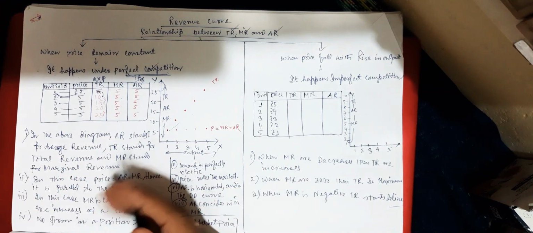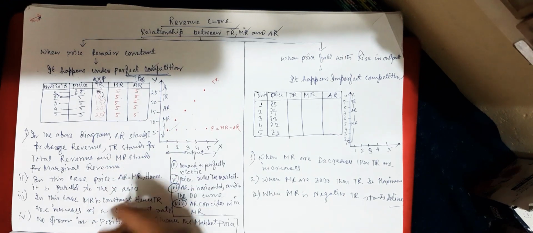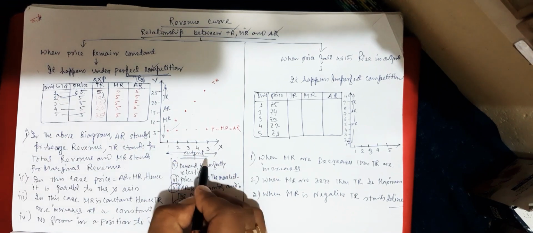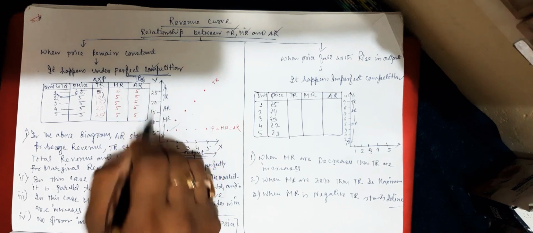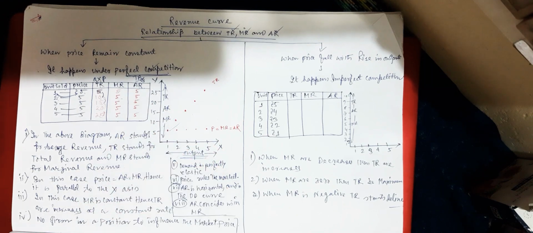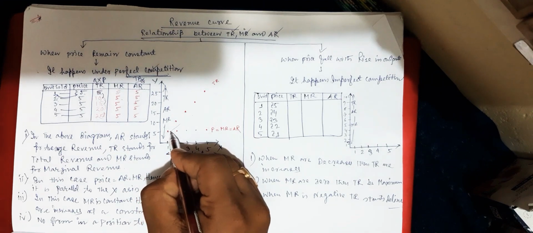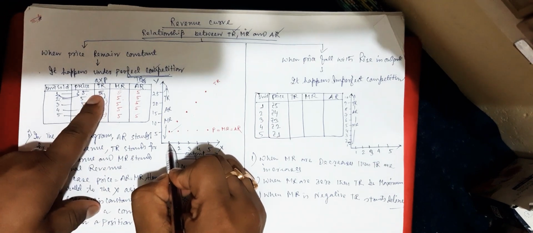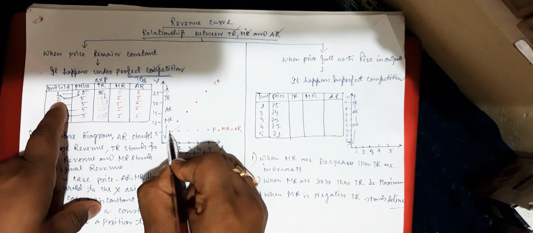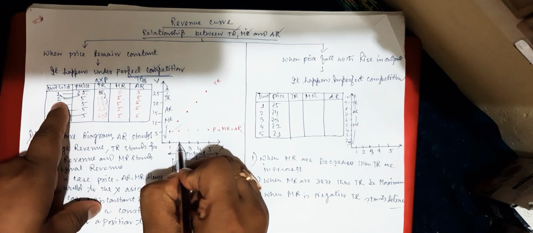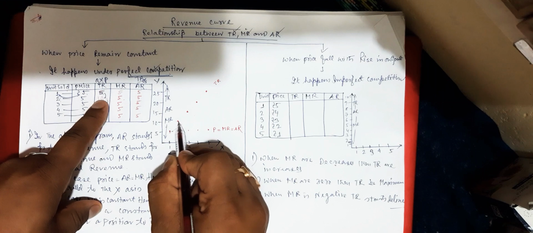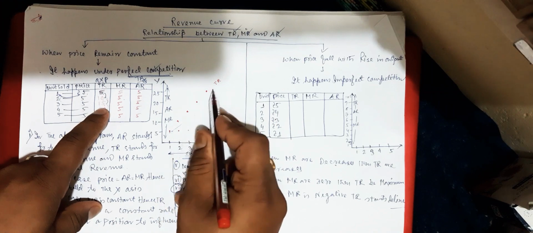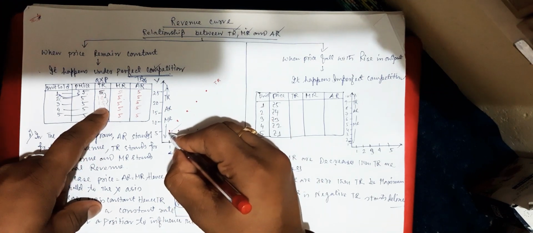So let's see the slope of the curve in the diagram. You can see this is the TR curve. This one is units of output, and this one is TR, AR and MR. When the number of units sold is 1, the TR is how much? The TR is 5. When the number of units is 2, the TR is 10. And when the number of units is 3, the TR is 15. In this way you can put in the values and you will get this type of curve.